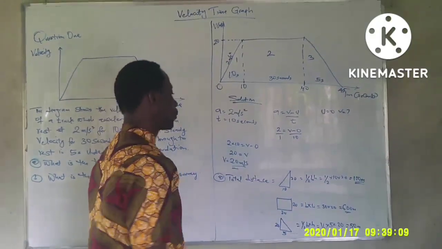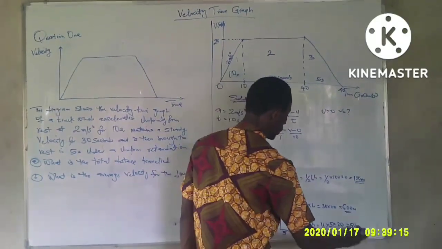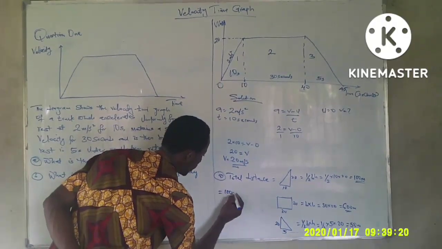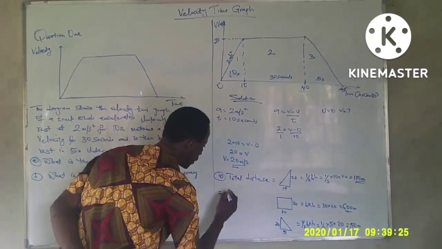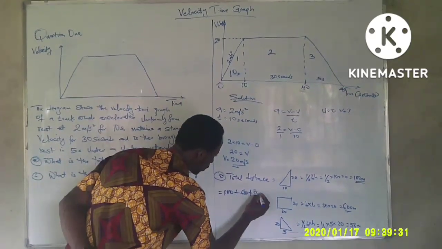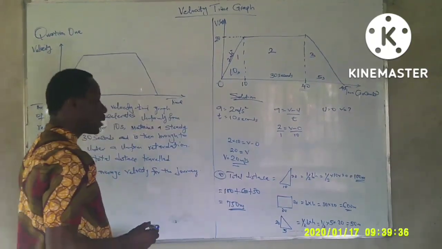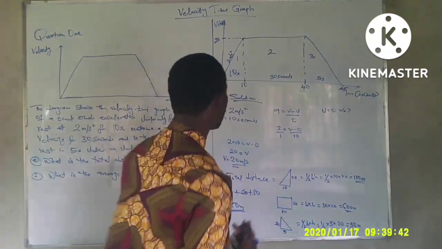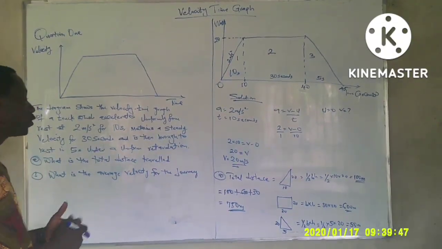So what's the total distance now? 100 plus 600 gives us 700. 700 plus 50 gives us what? 750. So total distance is equal to stage 1 plus stage 2 plus stage 3, which is 100 plus 600 plus 50. So at the end of the day, it was 750 meters. So that is the total distance traveled. So the total distance traveled for the whole of this journey now is 750.